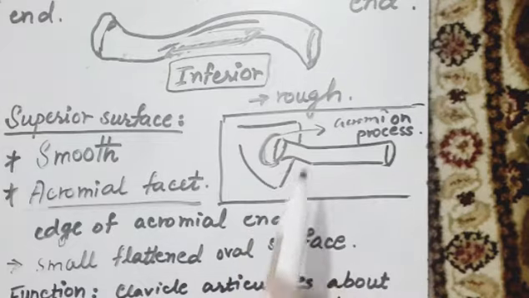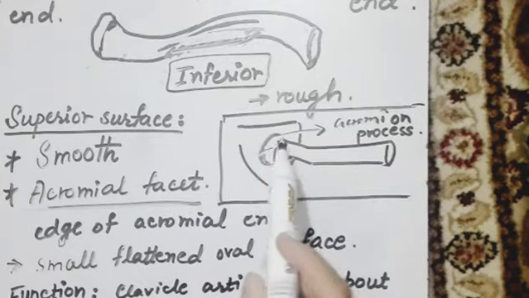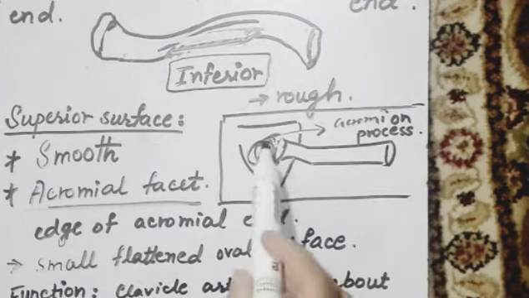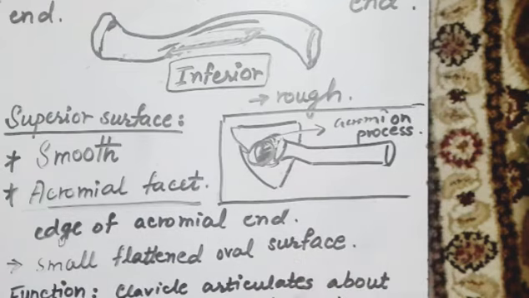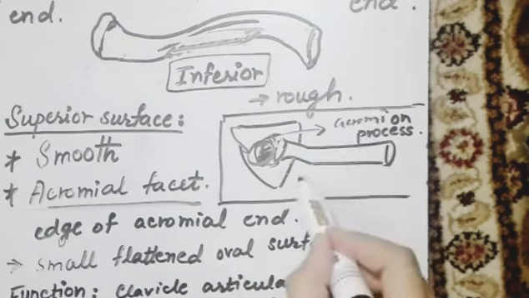Here, the acromial facet allows the clavicle to move around. It gives it mobility so that it can move. Just move your own scapula and you'll see.